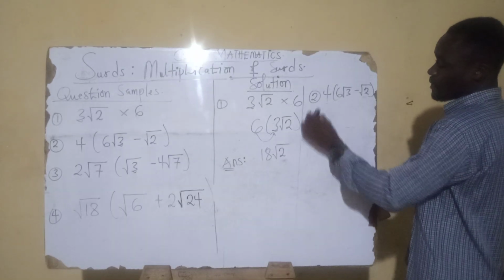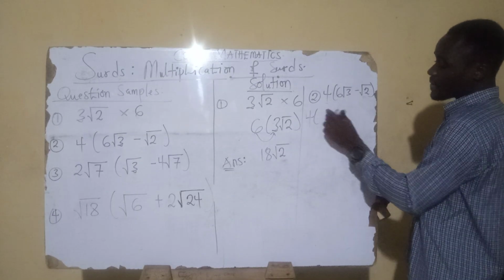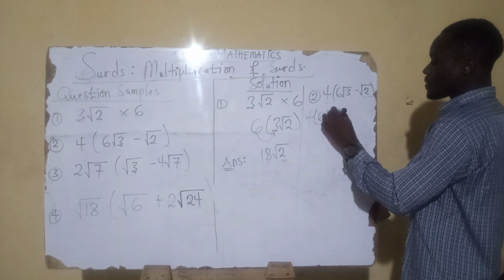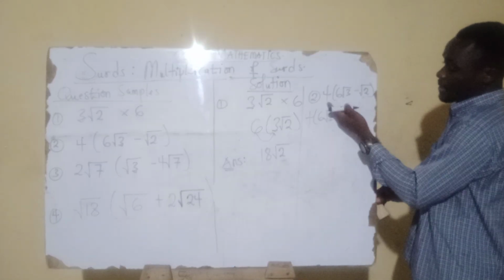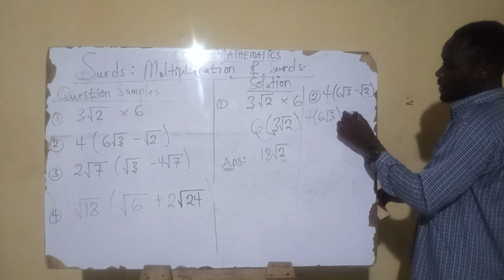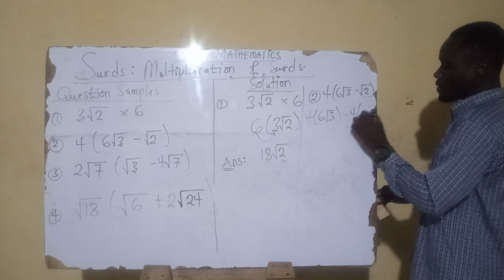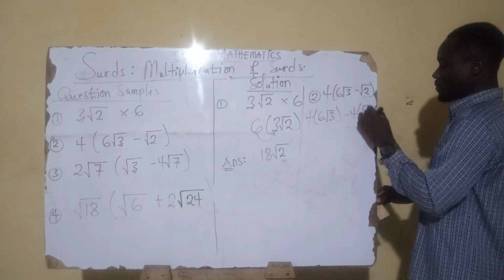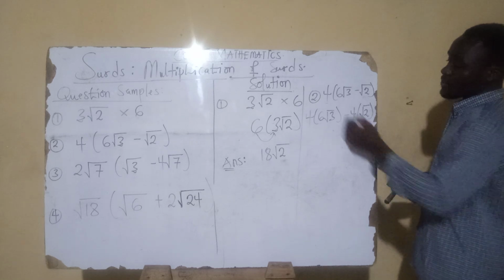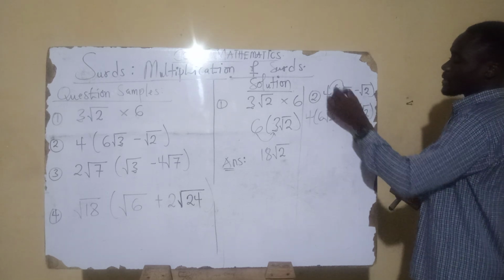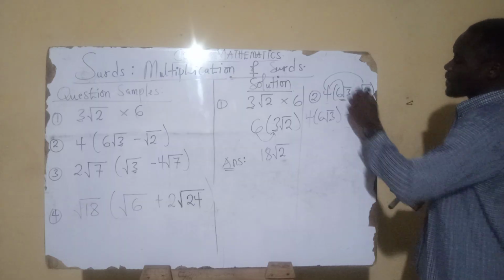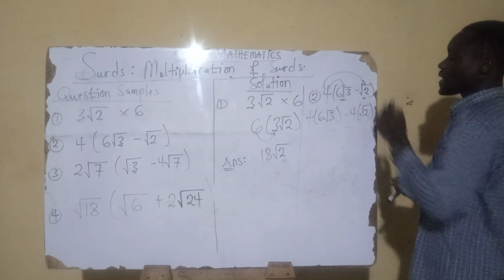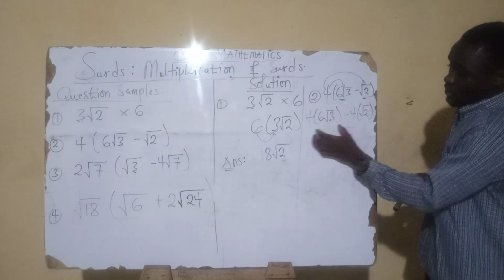So I have 4 multiplying the first term, which is 6 root of 3, bracket close. Are you following? Very good. And the same 4 will take charge of that. So I have minus 4 in the bracket root of what? 2. Are you with me? So 4 took charge of this, and the same 4 took charge of this. I believe you are following. And now that's what we are having.